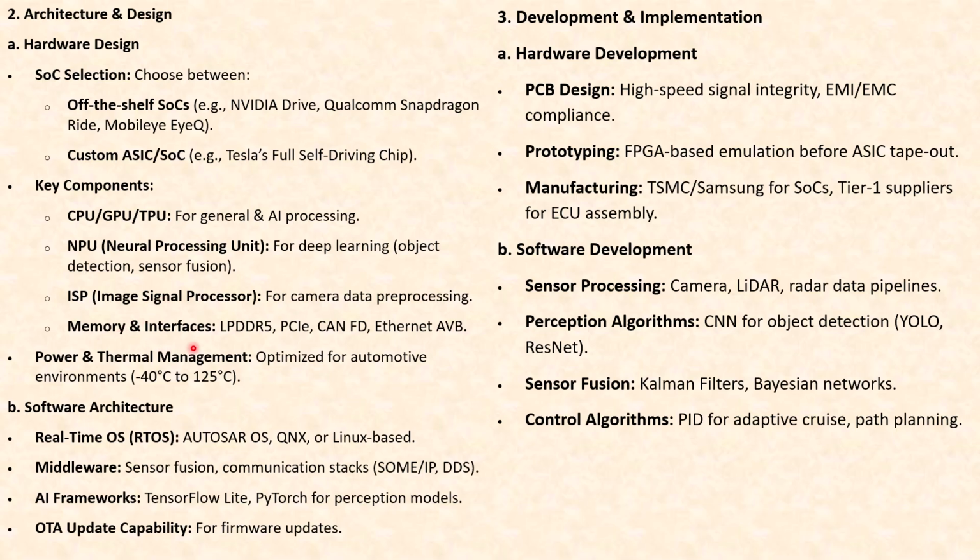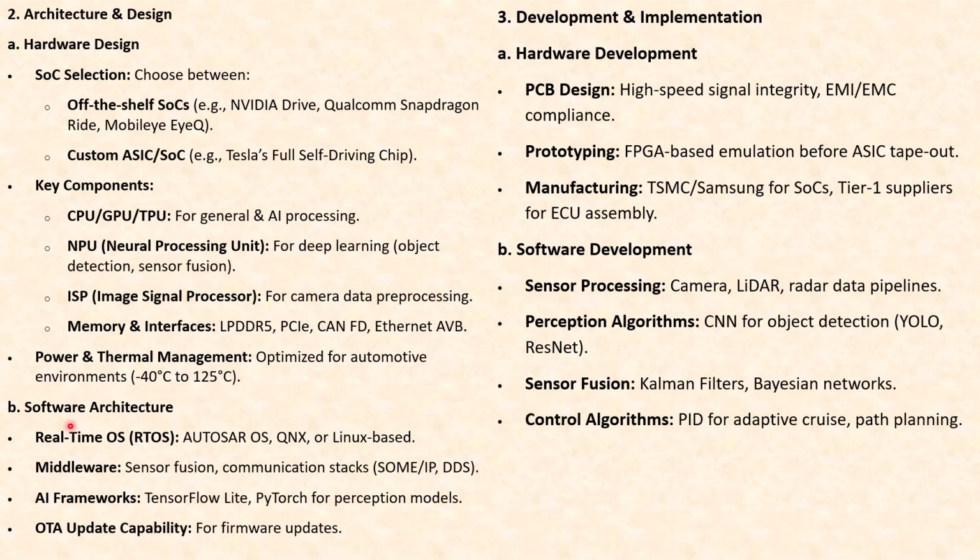Now, coming to the memory and interfaces, there are various types like LPDDR5, PCIe, CAN-FD, Ethernet AVB, all of which comprise the memory and also the interfaces. Next comes the power and thermal management, optimized for the automotive environment, minus 40 to 125 degrees centigrade.